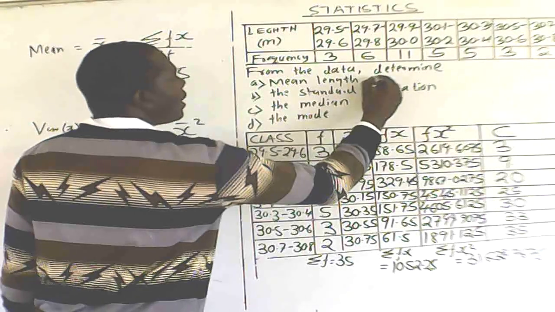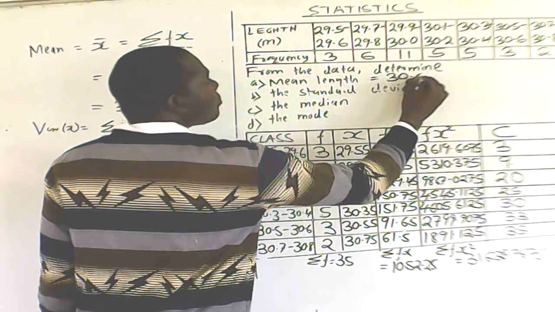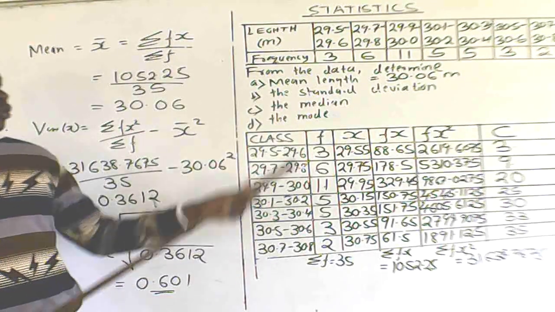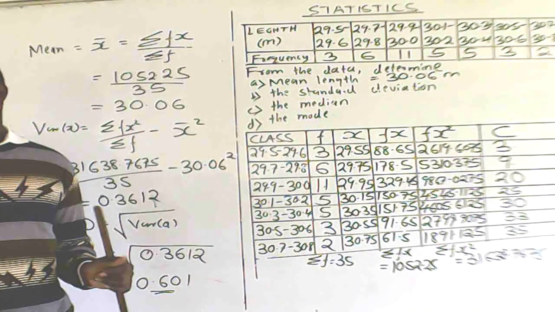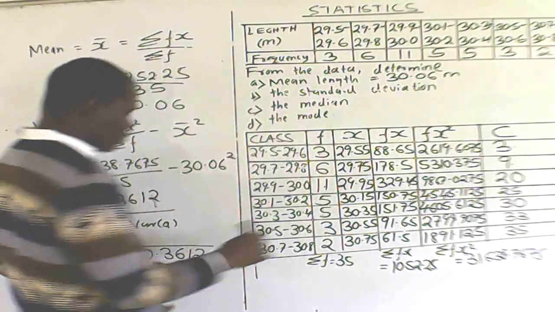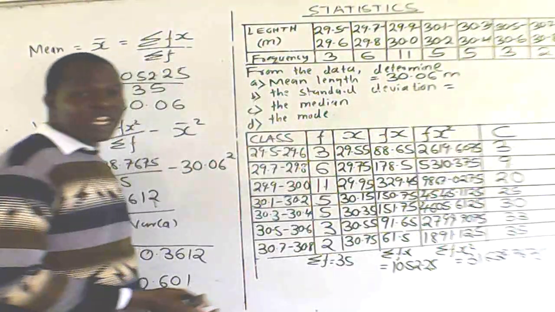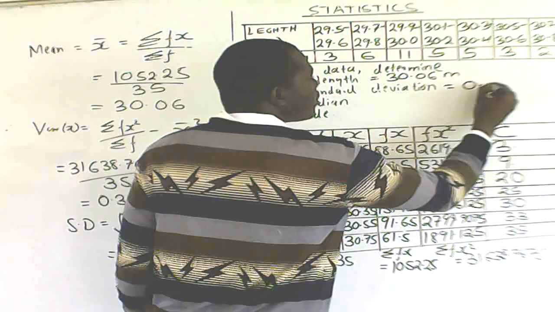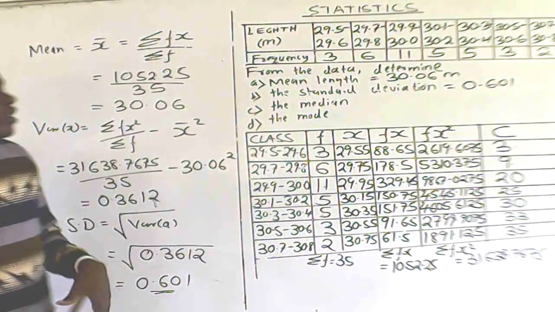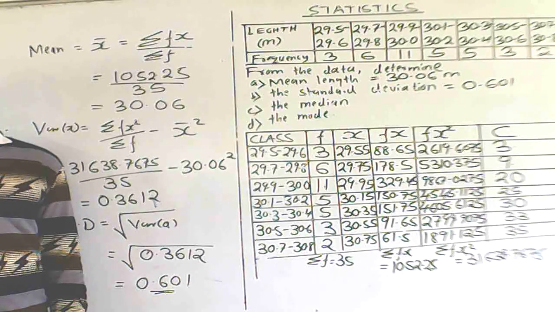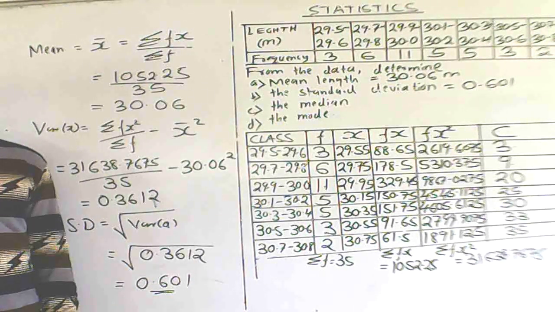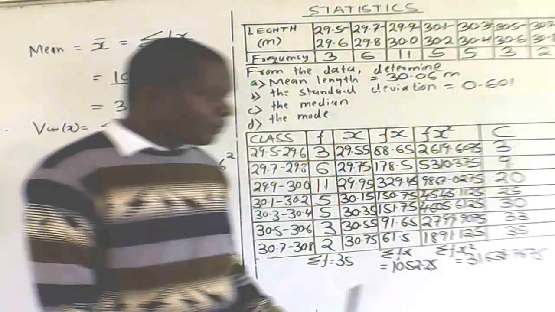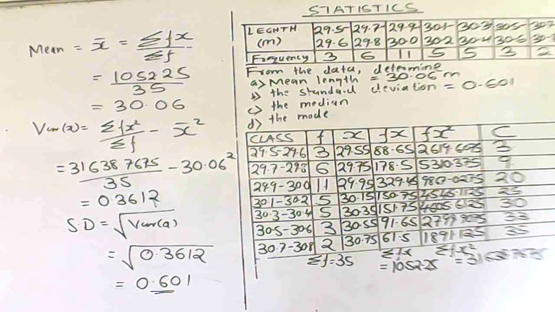So the mean length you found is 30.06 meters, because you are told the length is in meters. So that is the mean length. Then the standard deviation, even if you don't write the meters, there is no problem. The standard deviation is 0.601. Now we need to look for the median. Are we together? So that is how to determine the mean and the standard deviation.